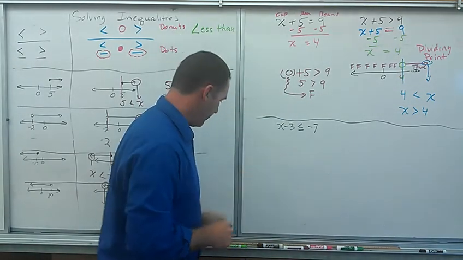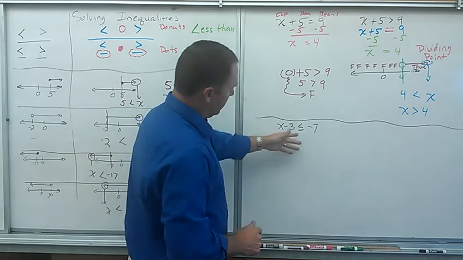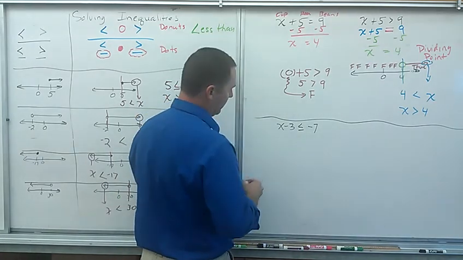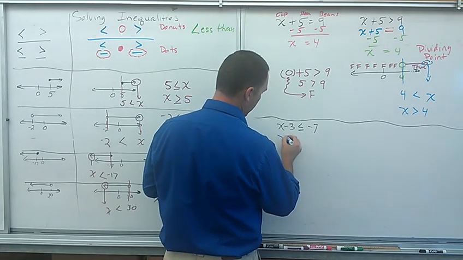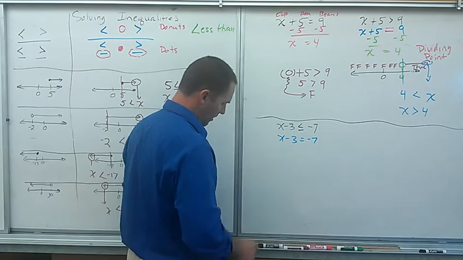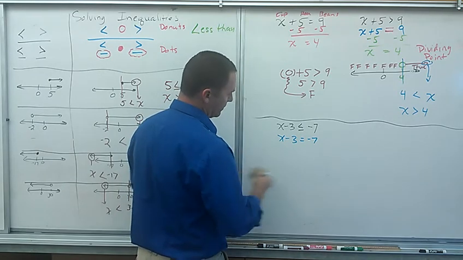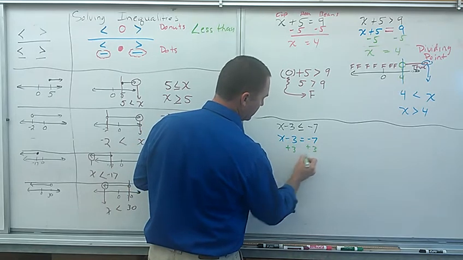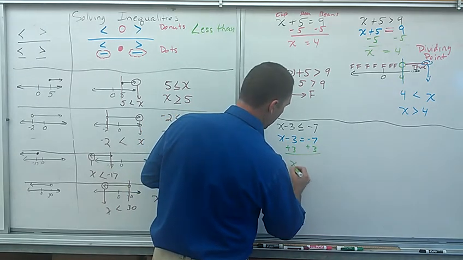Okay? How about this one? Same thing. My first step is I'm going to turn it into an equation. x minus 3 equals negative 7. And then I'm going to solve for x. Do the opposite operation. Add 3 to both sides. I end up with x equals.